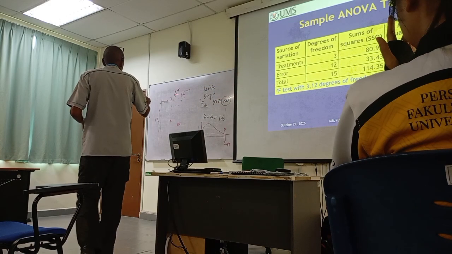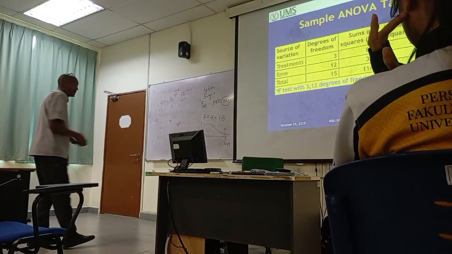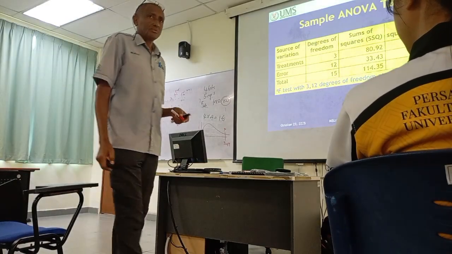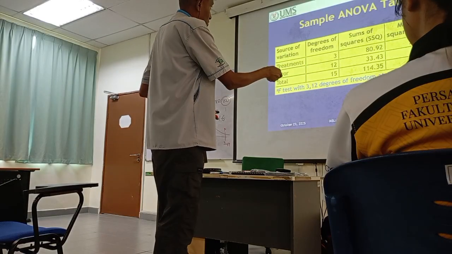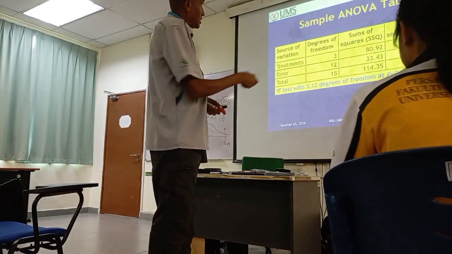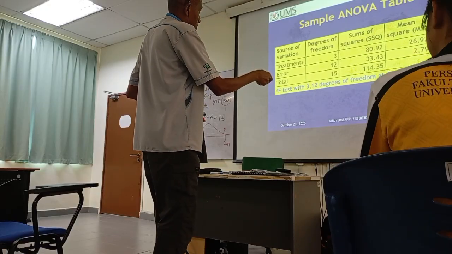So we compare the degree of freedom from the table as well. 3 and 12, we have to match these two numbers. Because to calculate this answer, they use these two numbers. And this one corresponds to 3, and this one corresponds to 12.